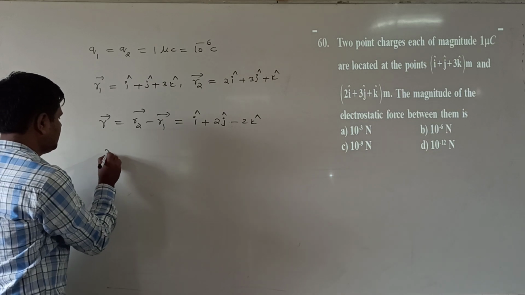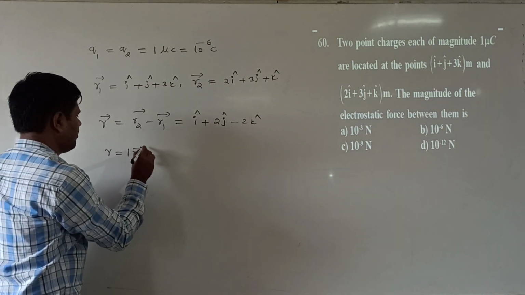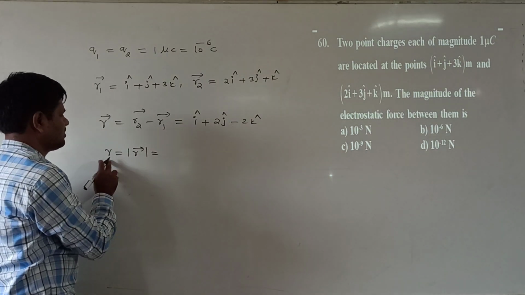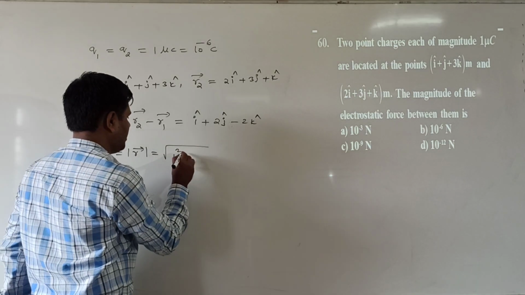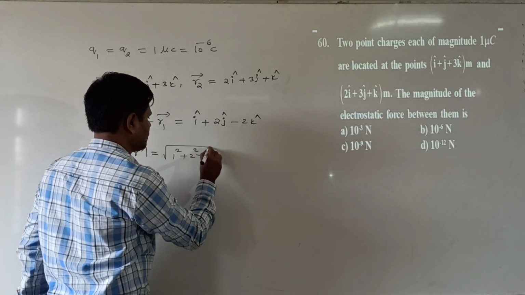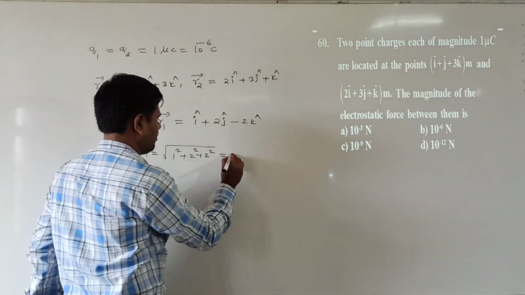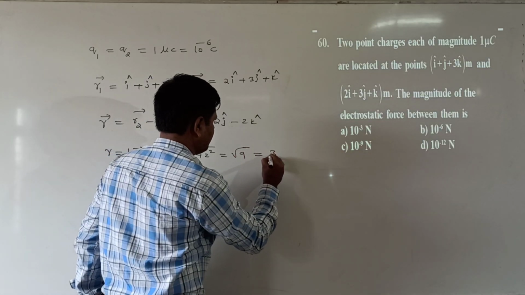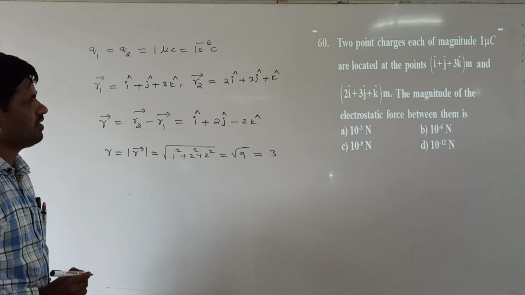Now we find the magnitude of this. Mod r bar is equal to r, which is equal to under root of 1 square plus 2 square plus 2 square. We get 9. Root 9 is equal to 3. This is the distance r that we get.